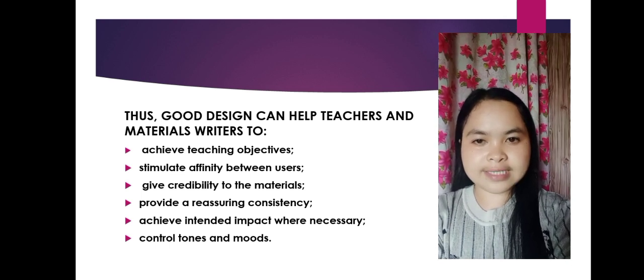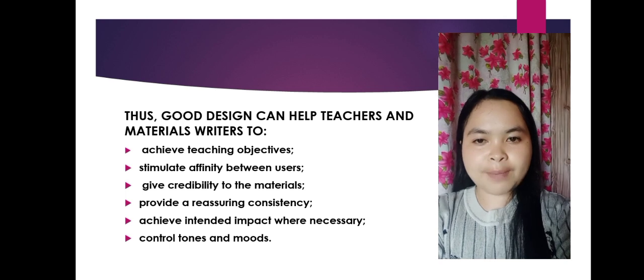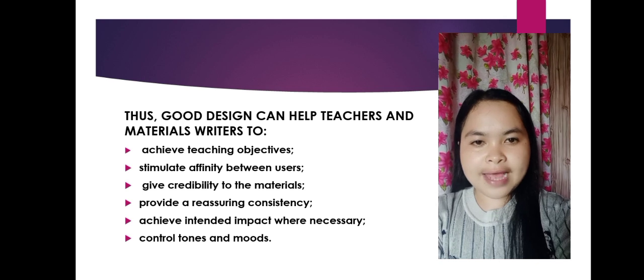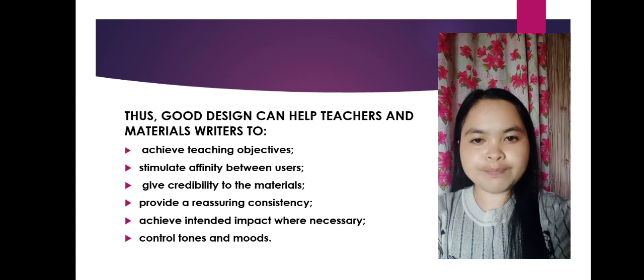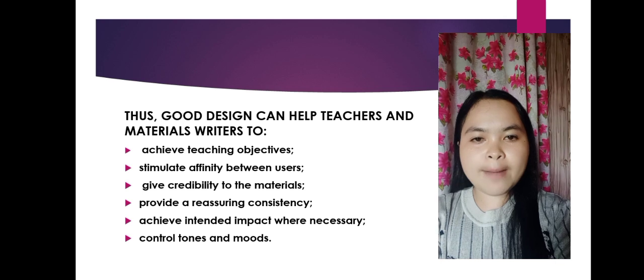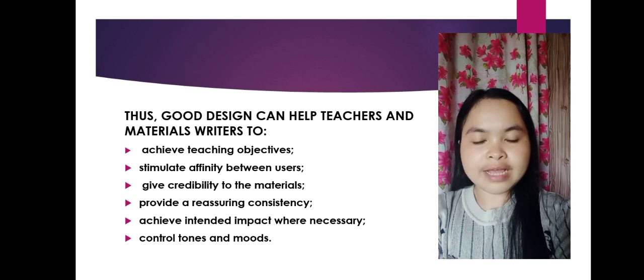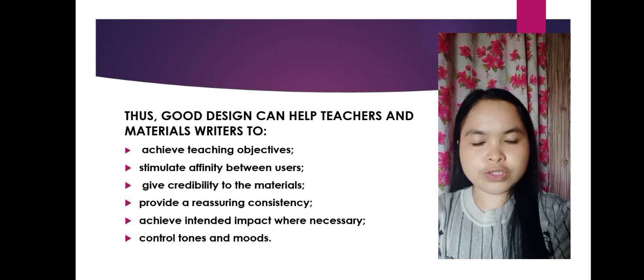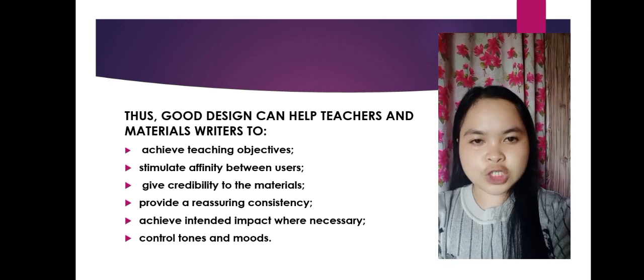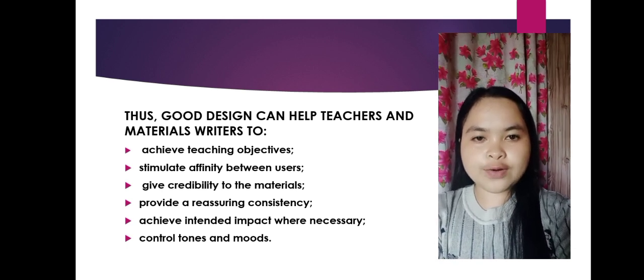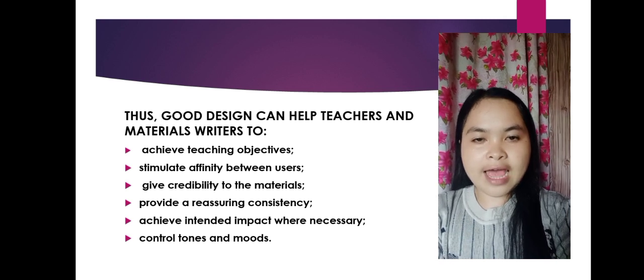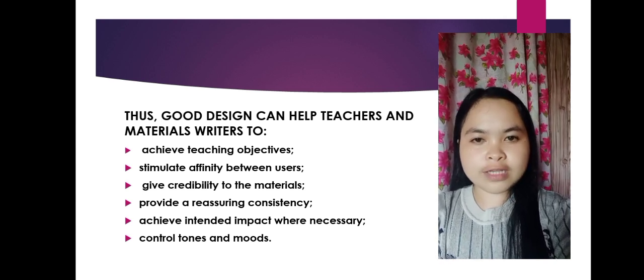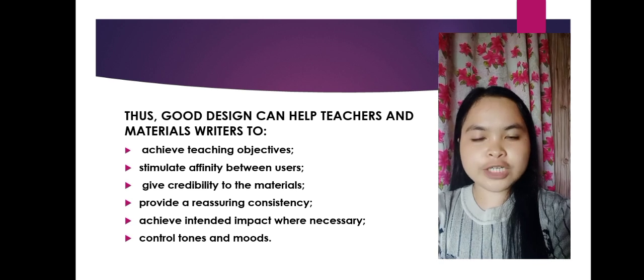Next, achieve intended impact where necessary. By carefully considering the design elements that will best support the content and objectives of the materials, good design can help to make materials more memorable and engaging. Next, control tones and moods. By using design elements such as color and imagery, you can make the content appropriate. For example, a bright and colorful design might create an engaging tone for a children's book.